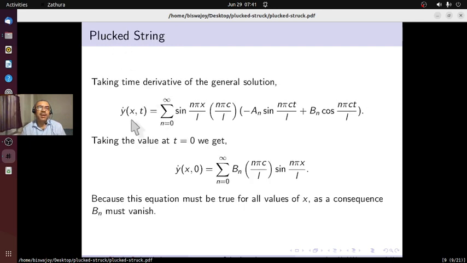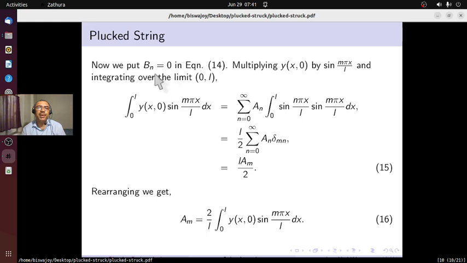So for plucked string, let us start with velocity y dot (x,t) and put the boundary condition of velocity here. At t equal to 0, this term goes away, but bn remains. And this has to be 0, so that gives bn equal to 0. So we substitute bn equal to 0, and then an remains. So how to find an?